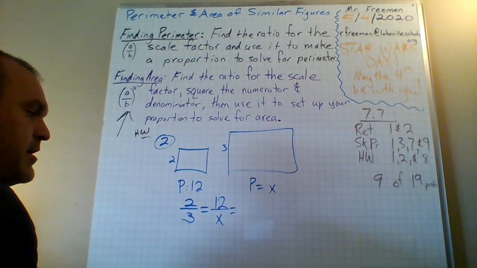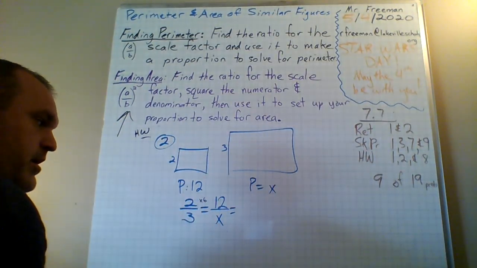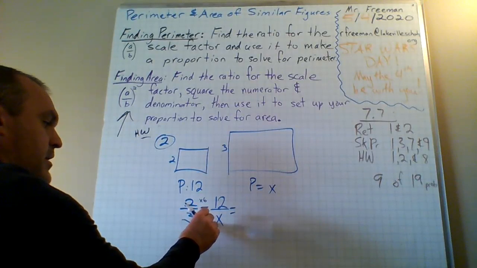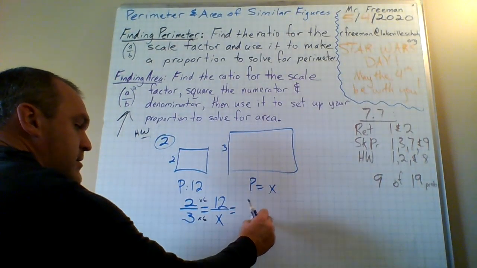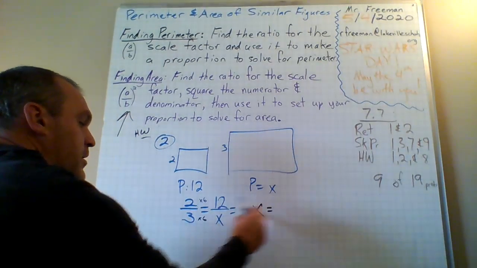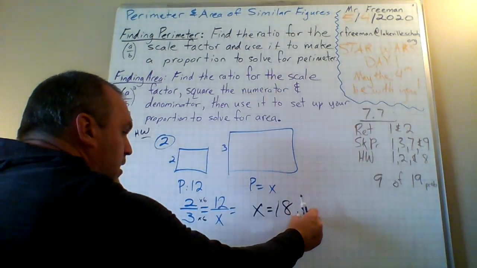And now we can see with this proportion, and maybe you see it too, that to get from a 2 to a 12, can't we just multiply by 6? And so shouldn't 3 times 6 also be the same thing? So here for my x, 3 times 6 is 18, and that's in inches.